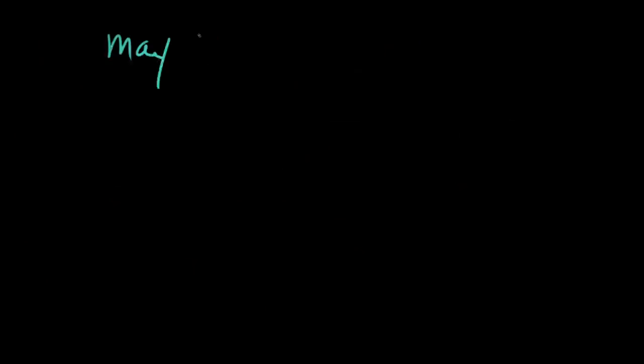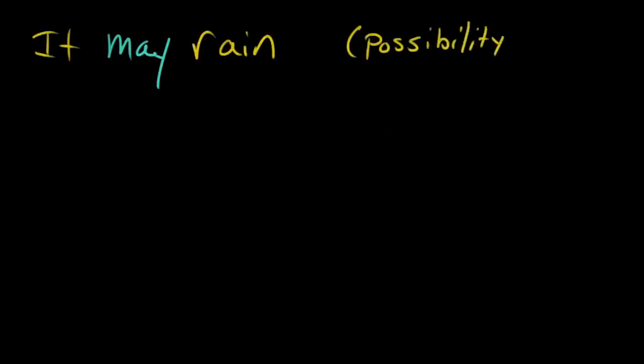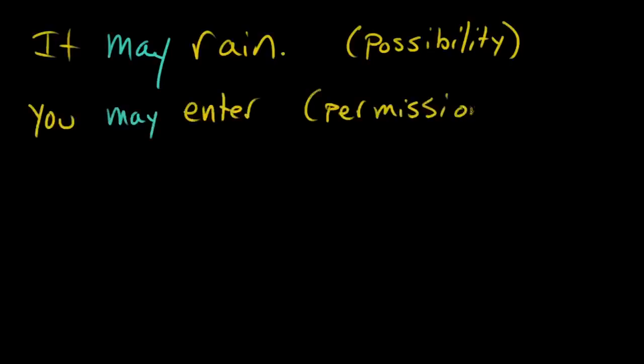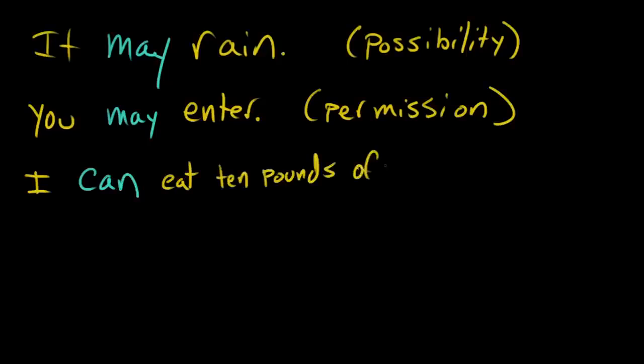Similarly, with may, we can use may to express a possibility, like saying it may rain, that's something that could possibly happen, or to give someone permission, like you may enter. You can use a word like can to express ability. You could say, I can eat 10 pounds of broccoli, and that's expressing your ability to do a thing.